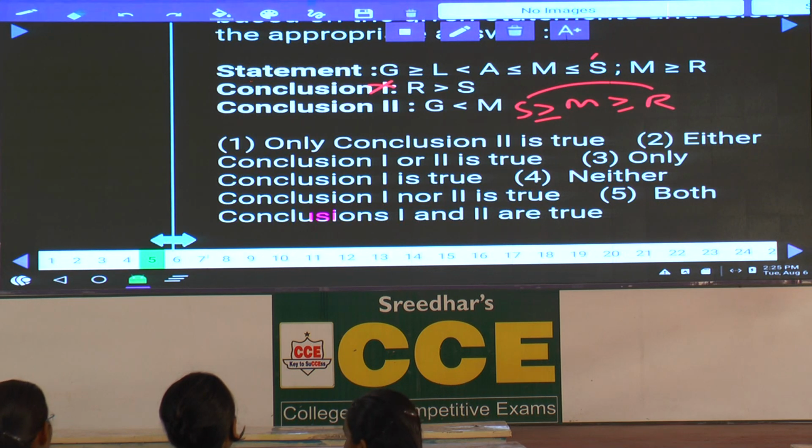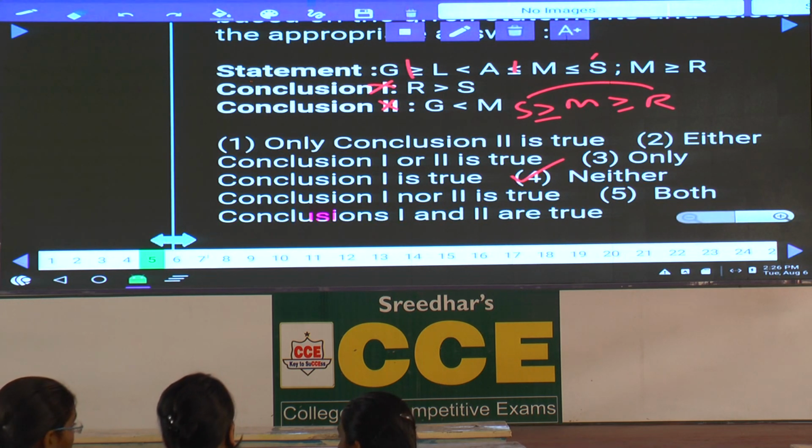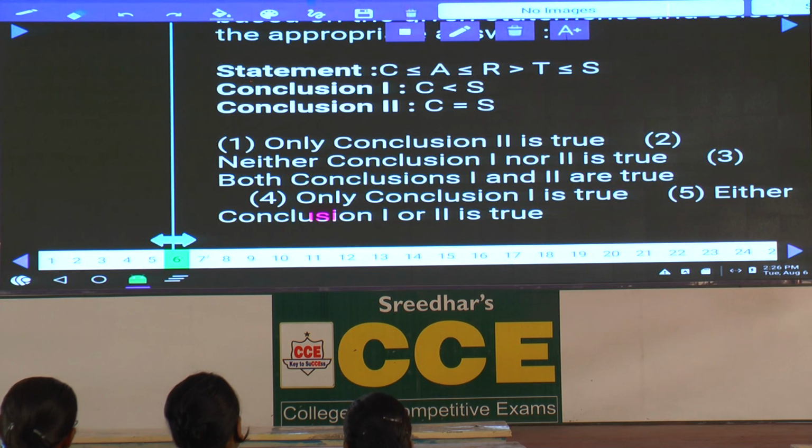Now the relation between G and M, between these two there are two opposite symbols. The second conclusion also does not follow. Hence neither one nor two, choice four. Question number five, it is choice four is the answer. Sixth one. Now in question number six, C and S. Now in between C and S, again lesser than, greater than, two opposite symbols, that is ruled out. And between C and S, no relation can be drawn. Hence neither one nor two, choice two.